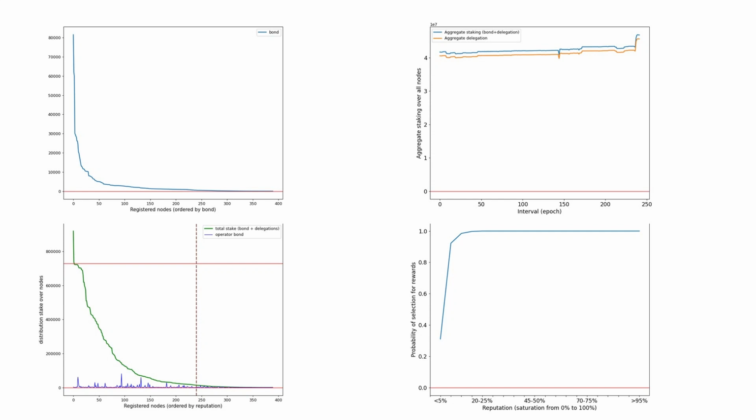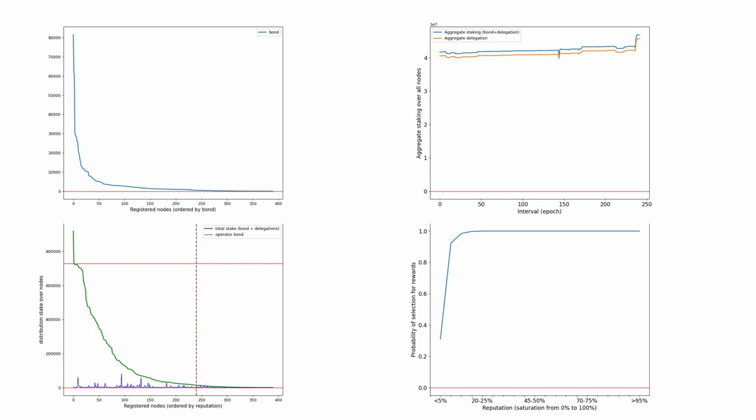So how does it translate to in terms of probability to be selected? This is also based on the current system. If you have more than 10% saturation, your probability of selection is above 90%. So you're going to be selected almost all the time. If you have more than 15% reputation, you're going to be selected effectively nearly 100% of the time, right?